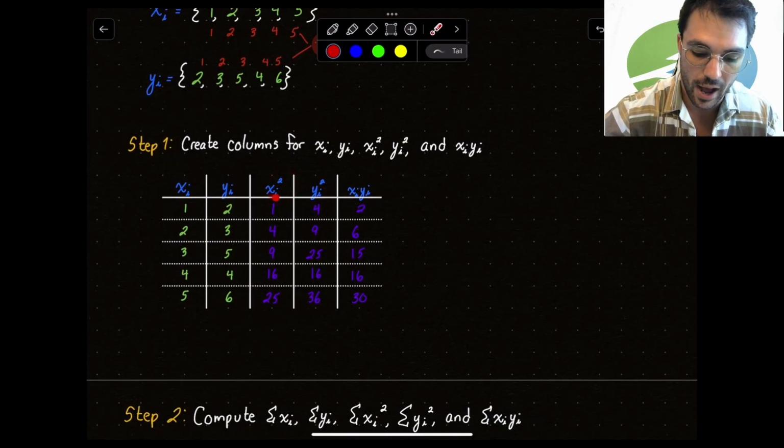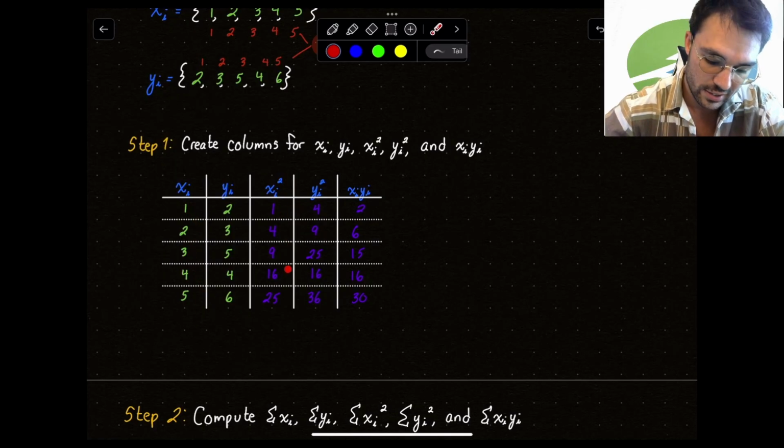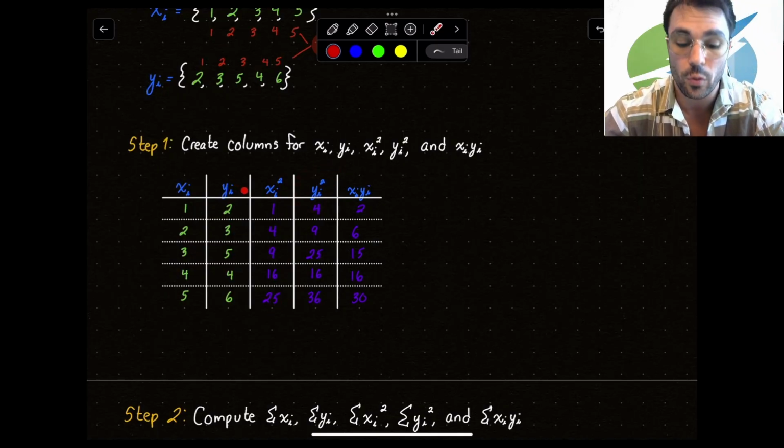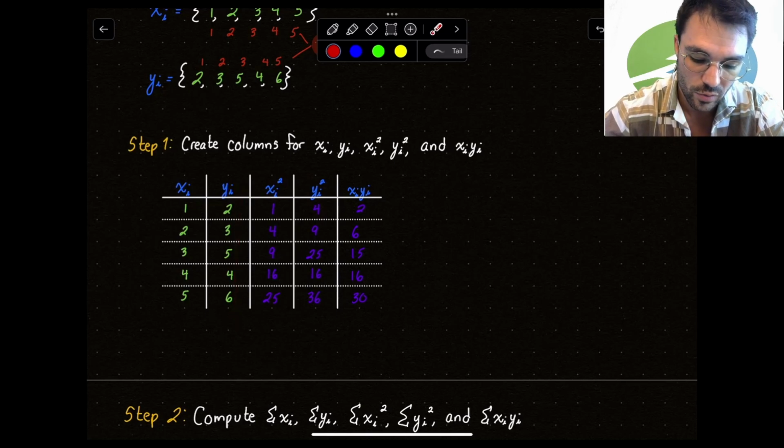For the x sub i squared column, we take each value from the x sub i column and square it. 1 squared is 1, 2 squared is 4, 3 squared is 9, 4 squared is 16, and 5 squared is 25. Similarly, for the y sub i squared column, we take each element from the y sub i column and square that. 2 squared is 4, 3 squared is 9, 5 squared is 25, 4 squared is 16, and 6 squared is 36.